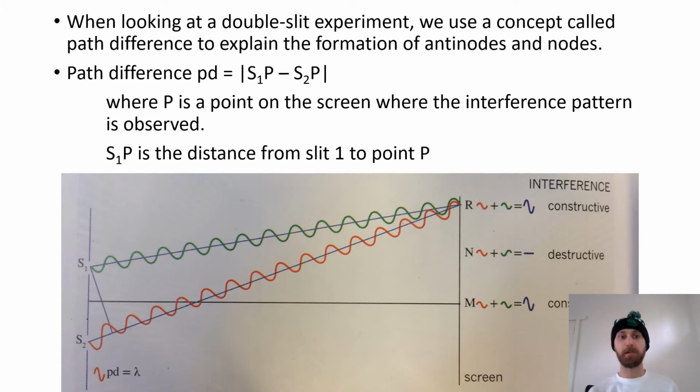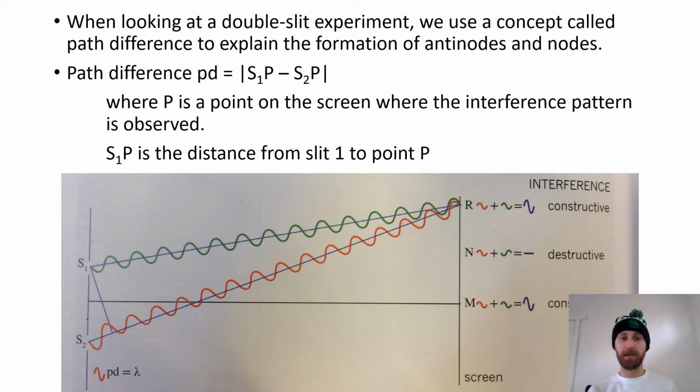Now, we've got an equation for path difference. We write path difference as PD because it's shorter than writing path difference. It's equal to the magnitude of S1P take away S2P. P is some point on the screen. So it could be M, or it could be N, or it could be R, from any of those from the picture down the bottom.